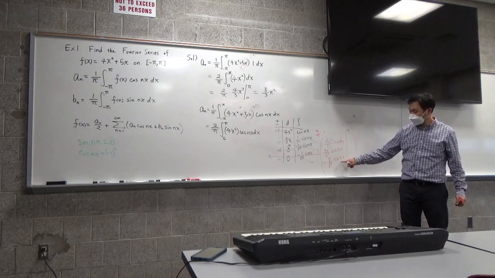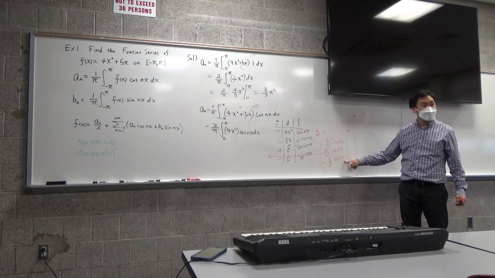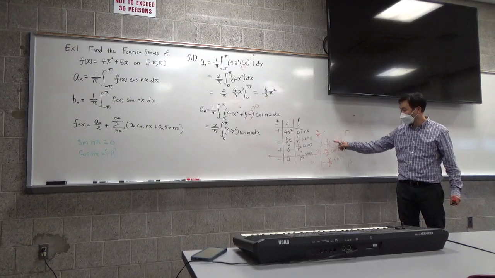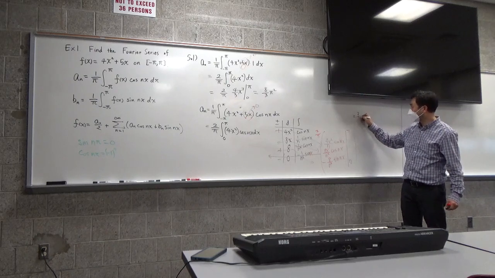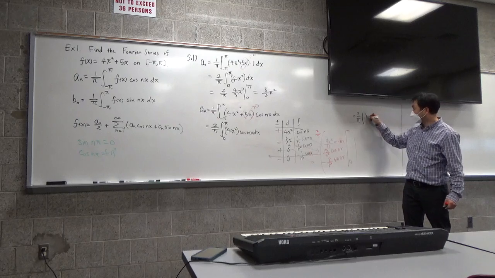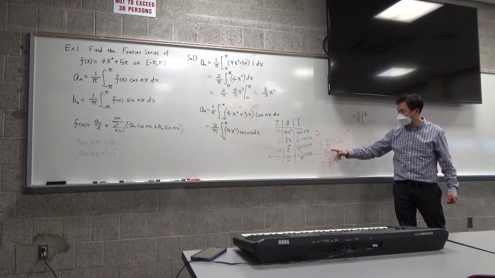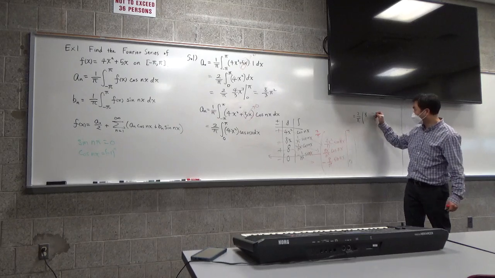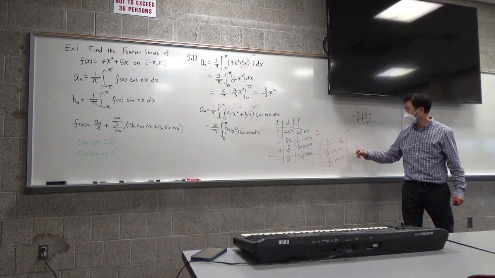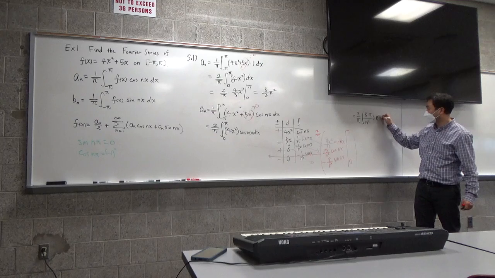But how about this one? Sine n pi. That's 0. So you're going to get 0 for here, 0 for here. Non-zero, let's see what that is. So you have 2 over pi, and then you have 8 times, remember we're plugging in pi into x, so this is also pi, over n squared. And cosine n pi is negative 1 to the nth power.